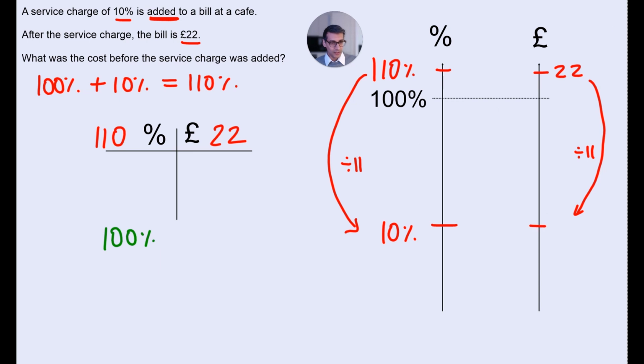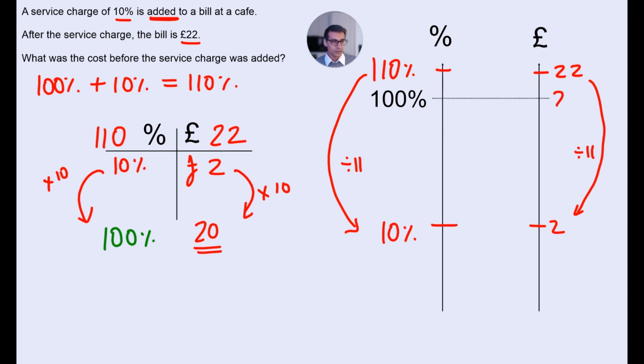So 22 divided by 11 is 2, so 10% is £2, and then straight to 100%. We're going to multiply by 10, so that's going to give you £20. Okay, so the original cost was £20.